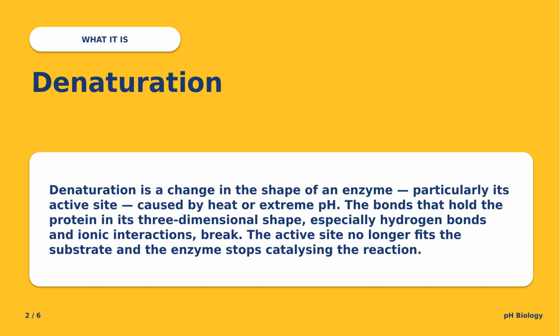Denaturation is a change in the shape of an enzyme, particularly its active site, caused by heat or extreme pH. The bonds that hold the protein in its three-dimensional shape, especially hydrogen bonds and ionic interactions, break. The active site no longer fits the substrate and the enzyme stops catalyzing the reaction.